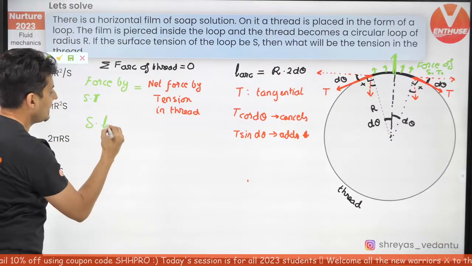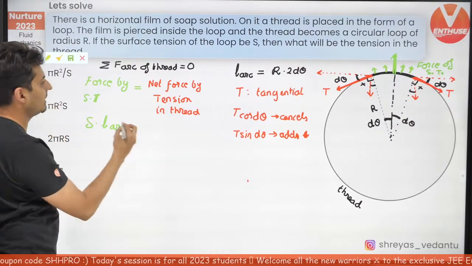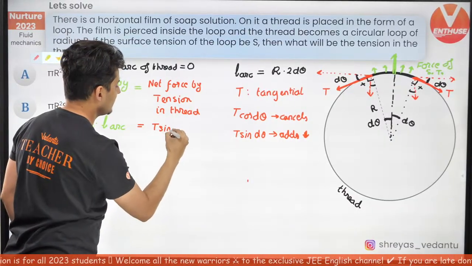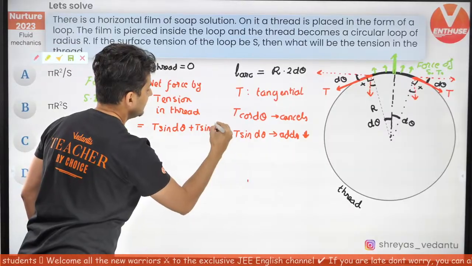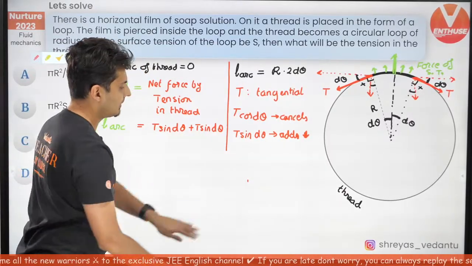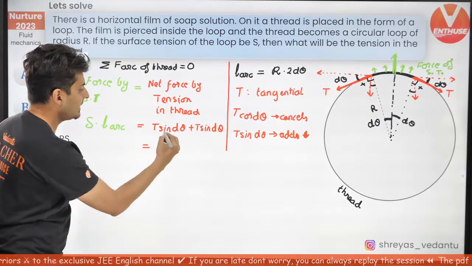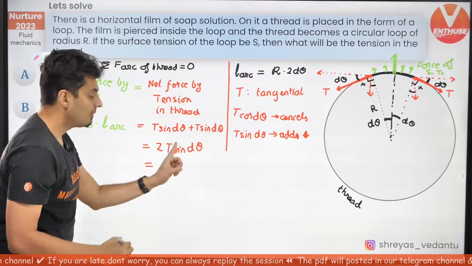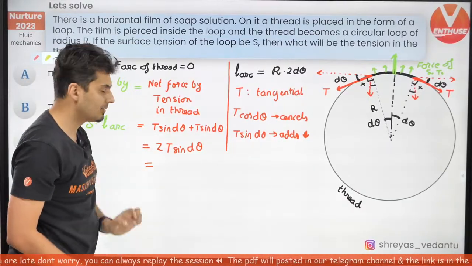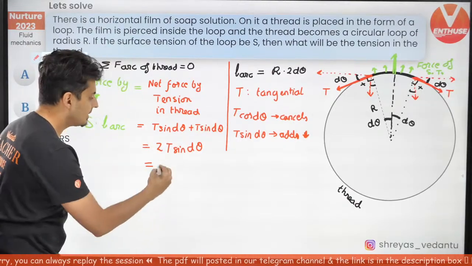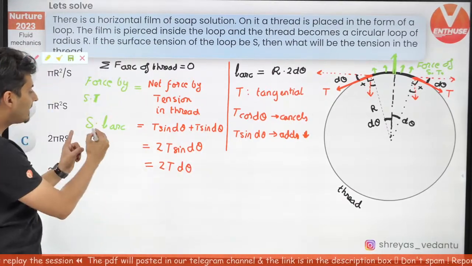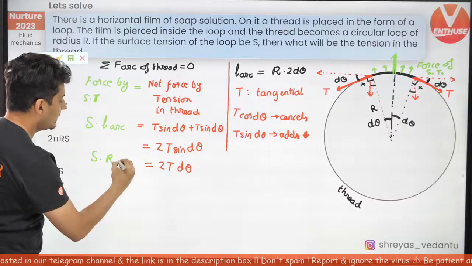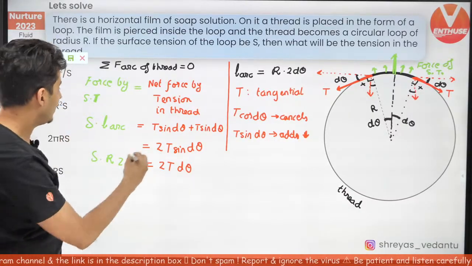It will be S into the length of that arc. Correct? It will be S into the length of the arc. And think of it this way: it will be T sine d theta plus T sine d theta, because I just told you they both add up together. They just add up, right? So T sine d theta plus T sine d theta will be 2T sine d theta. But wait a minute, sine of a very small angle is the angle itself. Remember that, sine of a very small angle is the angle itself. So it will be 2T d theta. And the length of the arc is r times 2 d theta, so it will be S into r into 2 into d theta.